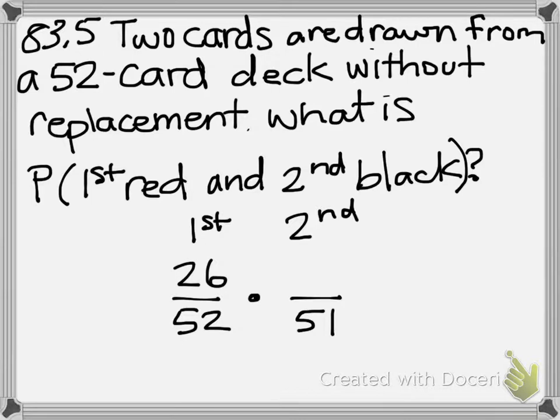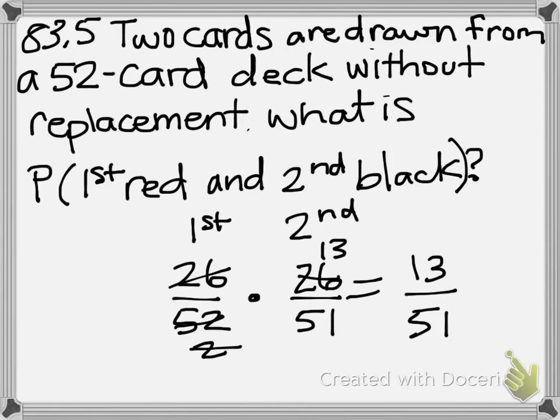Okay, so we know 26 are red out of 52, and now we're going for out of 51 cards because it wasn't replaced. So what's the probability this one is black? Well, we didn't pick a black one the first time, we picked a red one, so all of the black ones are still in the deck. That means there's going to be 26 left. And now it's just a problem of simplifying these fractions. So the first thing we can do is we can cancel. 26 goes into 52 twice, and then 2 goes into 26 13 times. So the probability is going to be 13 out of 51.